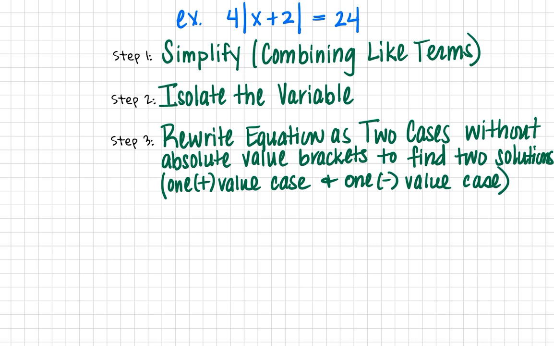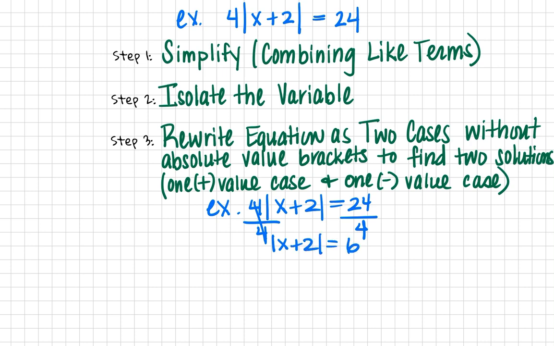I'm going to rewrite it here. So I have 4 absolute value x plus 2 is equal to 24. So this 4 is being multiplied by the absolute value bracket, so I'm going to divide it by 4. Whatever I do on the left side, I have to do on the right side and vice versa. So then I'm left with absolute value of x plus 2 is equal to 6.